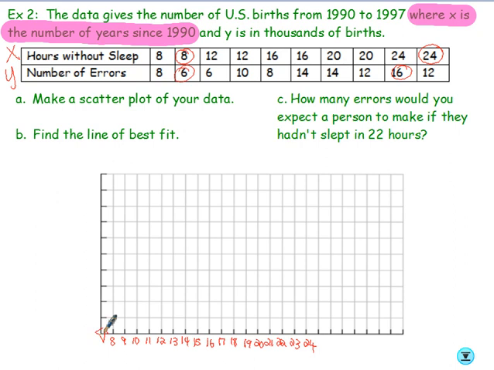I need to make a little break. 6, 7, 8, 9, 10, 11, 12, 13, 14, 15. Oh, apparently we don't. So we're just going to go up one more box and make a 16. Now we need our labels. The bottom was hours without sleep.